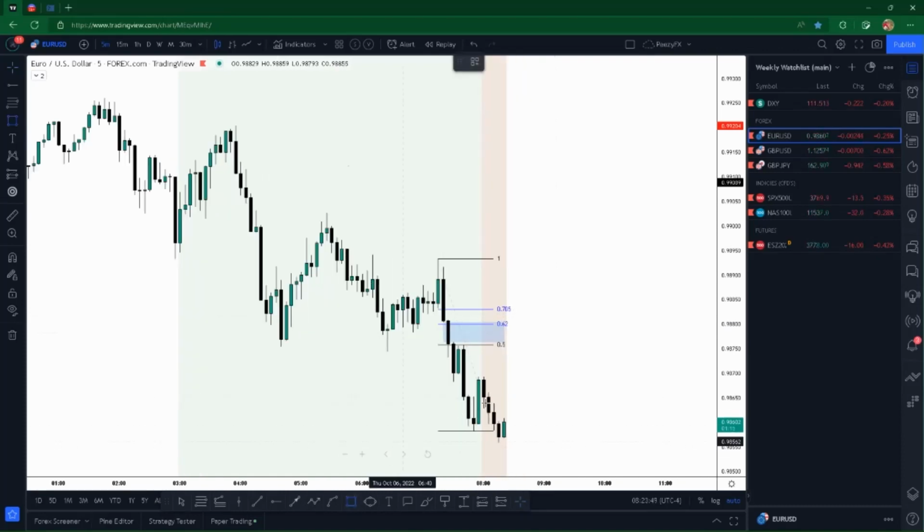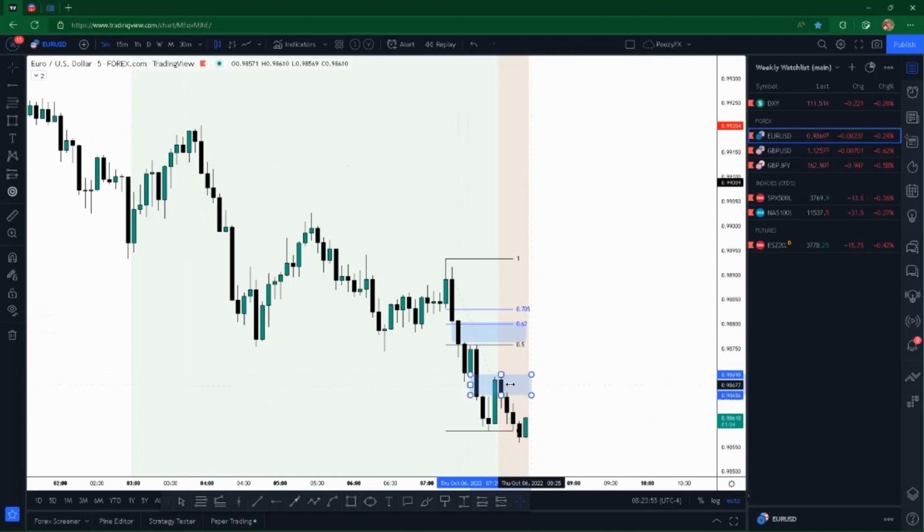I watched this fair value gap. I had it marked up. I just wasn't comfortable with pulling the trigger there.